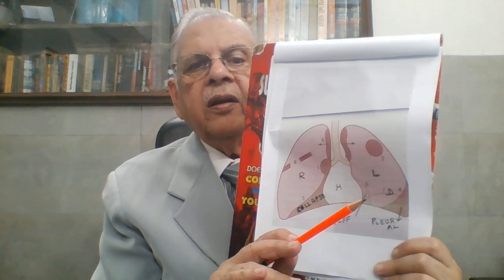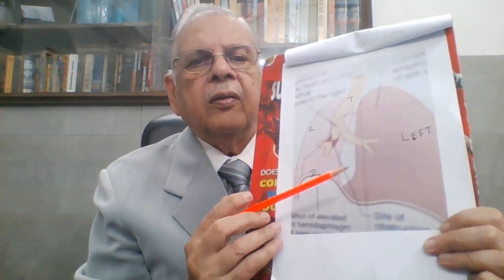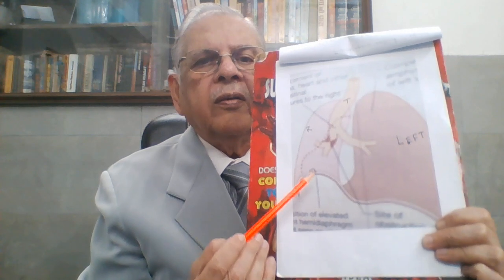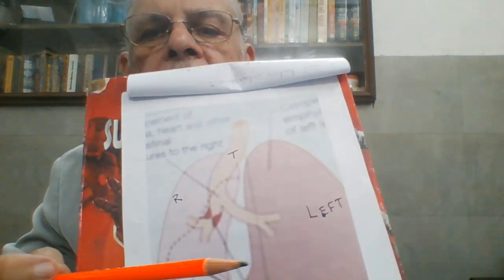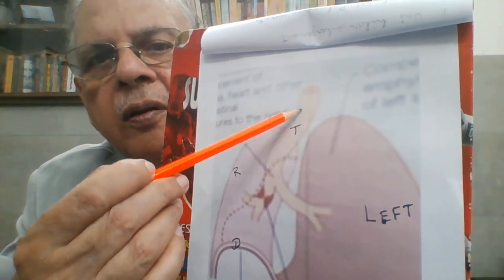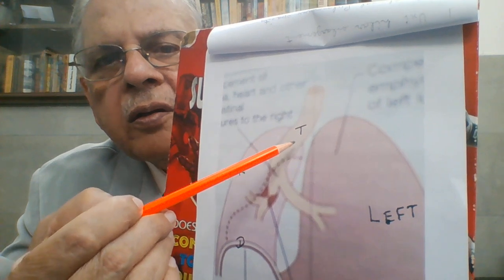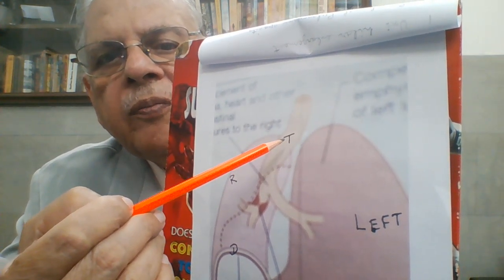This is called malignant pericardial effusion. If you see another diagram, see this. This is left lung, this is right lung. And see now closely. This portion marked T is trachea, called windpipe.